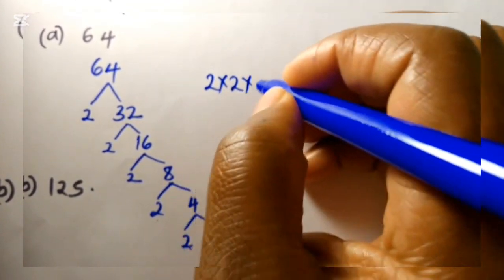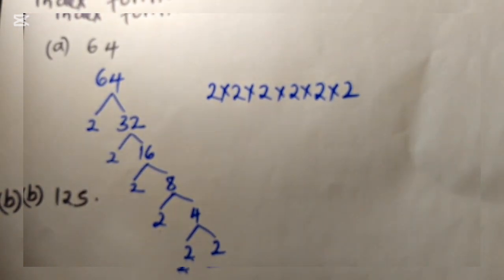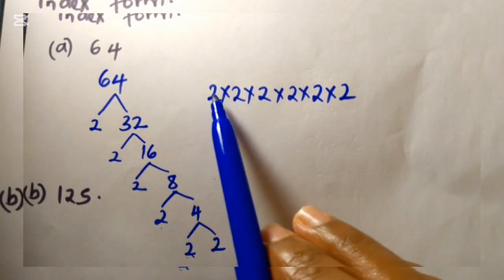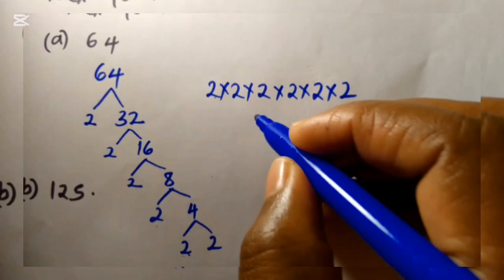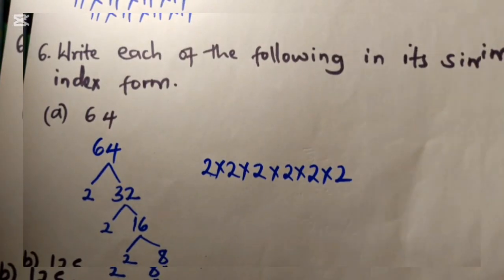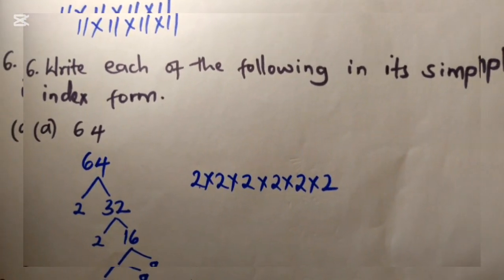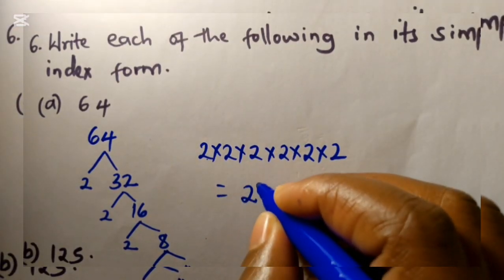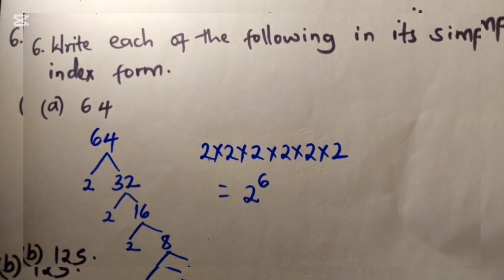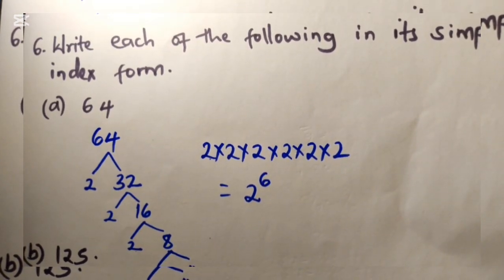Those are 6 2's, 1, 2, 3, 4, 5, 6. Yes, 2 multiplied by itself 6 times. And remember, the question is supposed to write each of the following in its simplest index form. So this is the expanded form. We write this in index form as 2 raised to 6. Yes, so we have answered that.